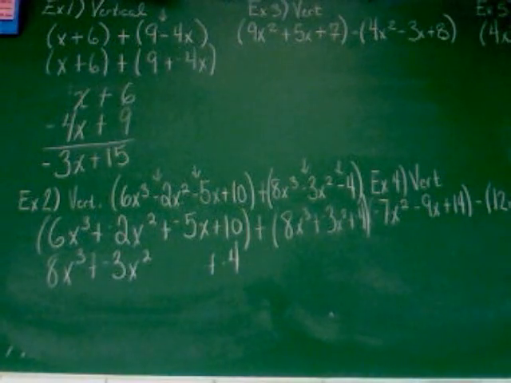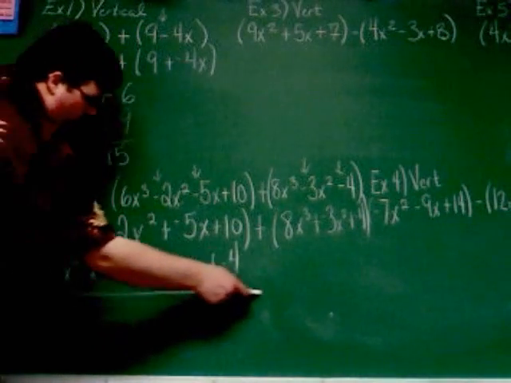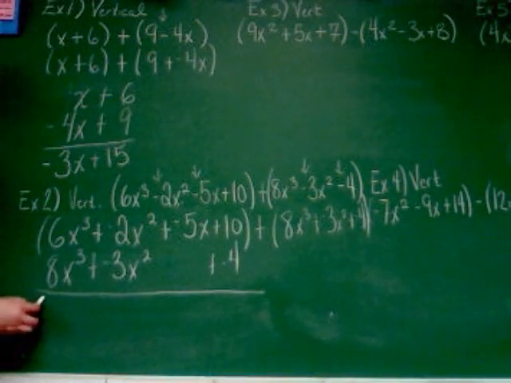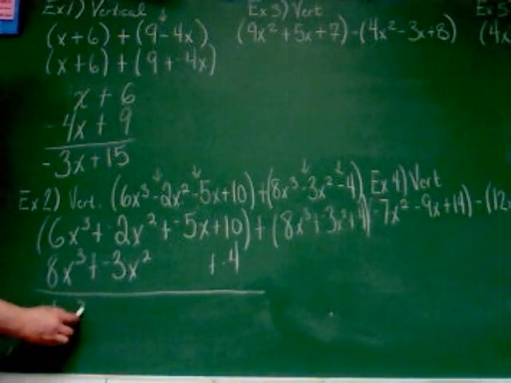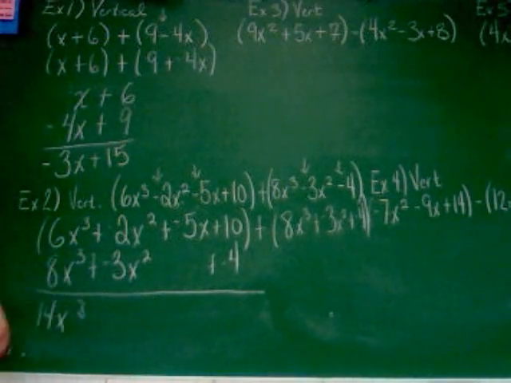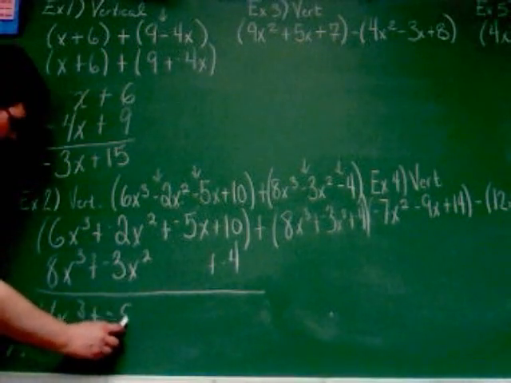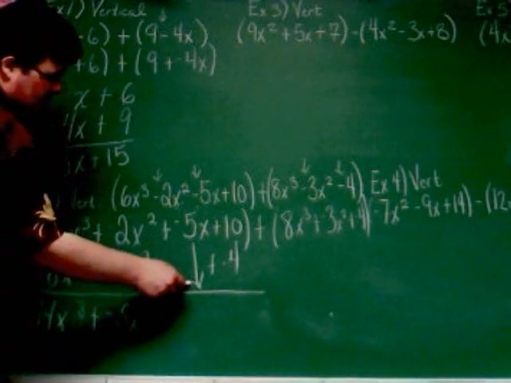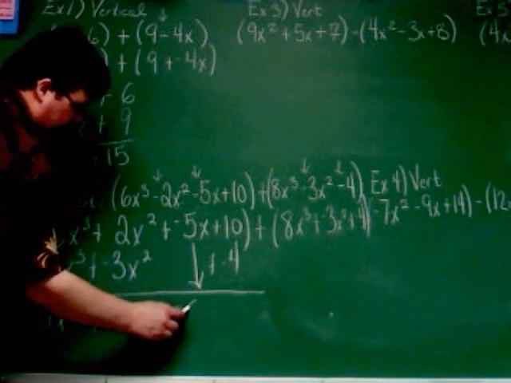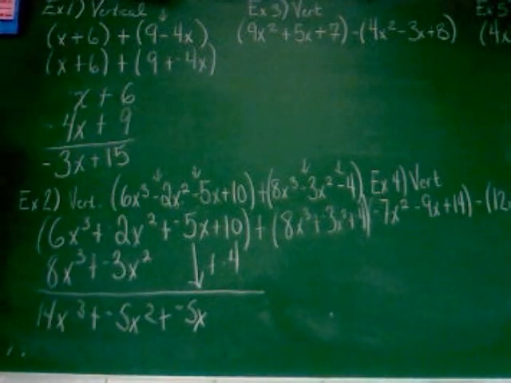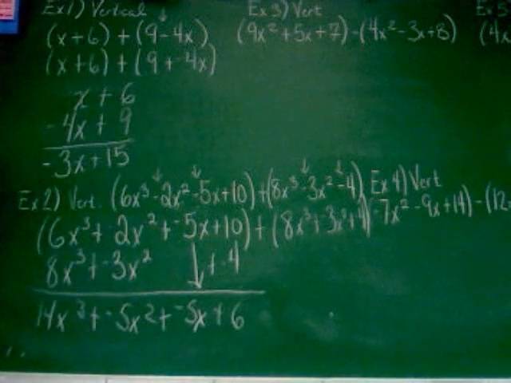All right. So we go to the adding process now. So 6x cubed and 8x cubed, 6 and 8 make 14. Negative 2x squared and negative 3x squared, add those up, that's negative 5x squared. Again, plus signs between everything. We know that, that's why we changed it. Negative 5x, that's all by its lonesome, so that's just going to come down by itself. And 10 and negative 4 make 6. So plus 6. And that's it.